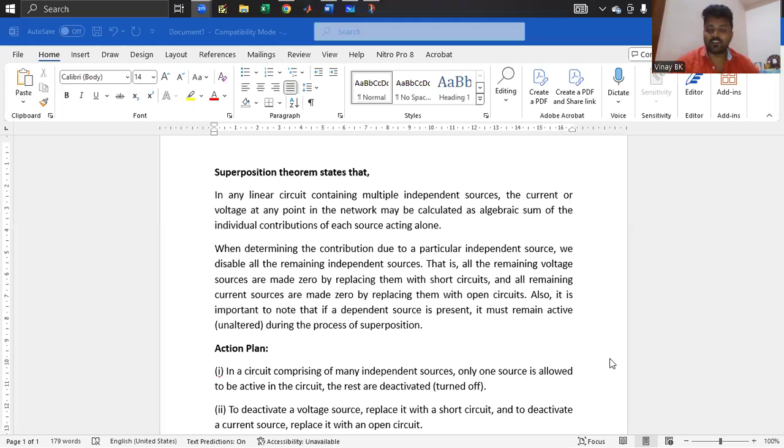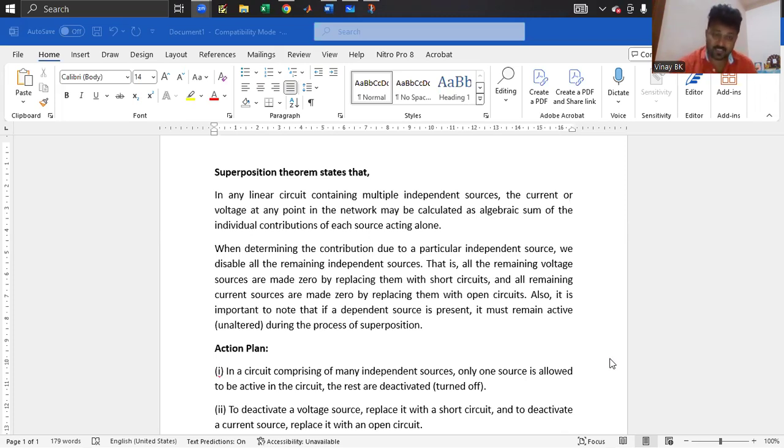In this video, let us discuss something about superposition theorem. In the examination, they will ask you the statement and explanation of superposition theorem. Along with that, I'll explain one more simple problem from superposition theorem. You can easily understand how to solve the superposition theorem, a step-by-step procedure, by taking a simple problem.